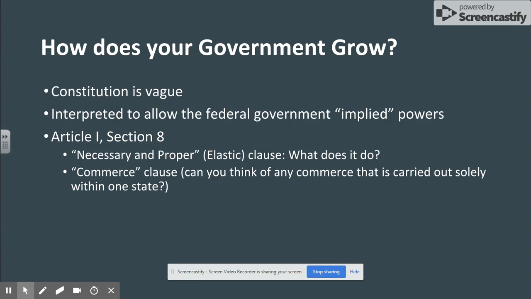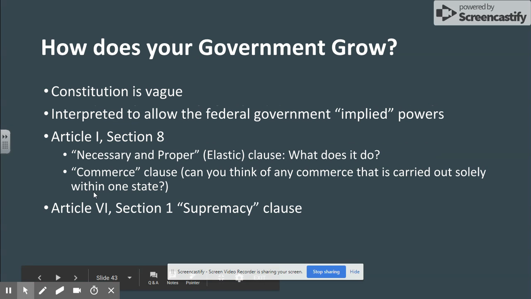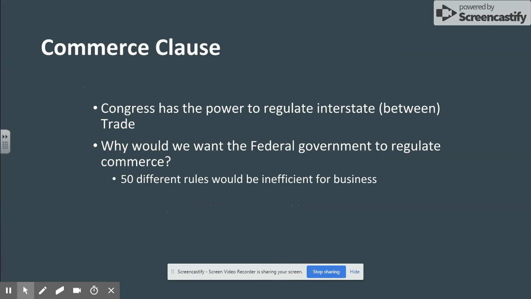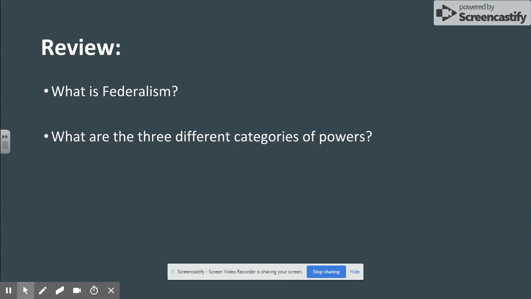The Commerce Clause also gives more power to Congress over interstate businesses, and really almost all businesses these days go between states. Therefore, almost all businesses are controlled by Congress. There's another thing that says that the national government is supreme, so the national government continues to grow and continues to take over things that the state governments used to do. All right, one more time, the Commerce Clause gives Congress the power to regulate interstate trade. They do that because if each state had different rules about how to do business, it'd be very ineffective for business.